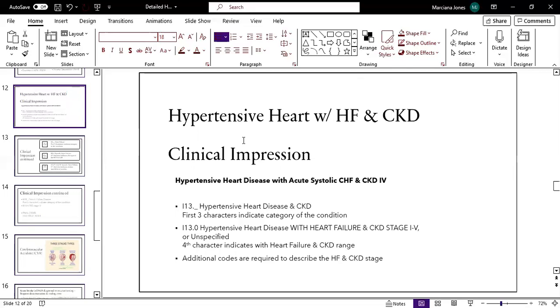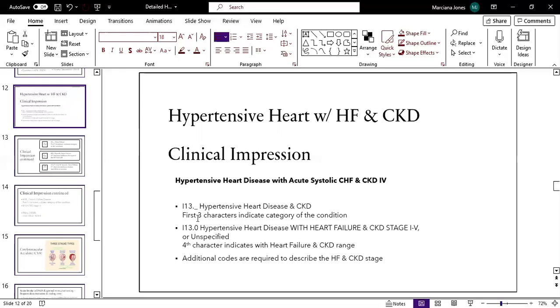So let's pretend that we have a chart. And let's say that this is the clinical impression that the physician diagnosed this patient with. Okay. So the physician said this patient has hypertensive heart disease with acute systolic chronic heart failure and CKD stage 4. Okay. So I took some notes here. So let me just go through my notes just in case I need them. Okay, so I13 dot whatever.